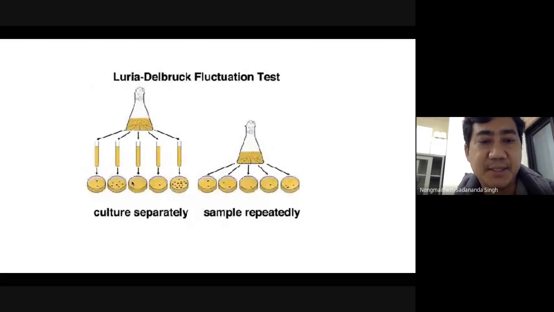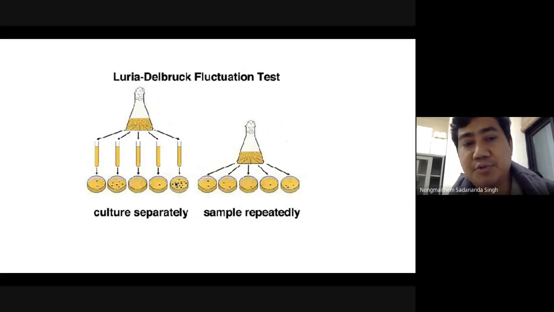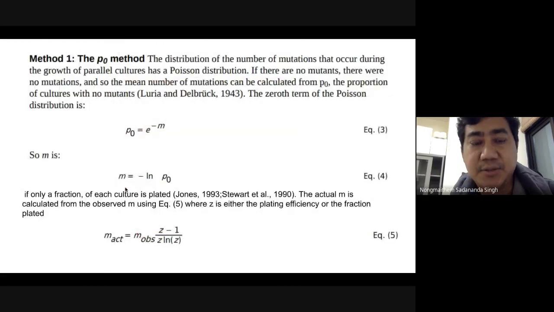So for example, in this one, we are using 5 parallel cultures. P naught will be 1 out of 5, that is 0.2. Okay, P naught will be 0.2 for this figure. So likewise, you can know P naught. For the experiment that I just saw, P naught is 0.2, which is equal to e to the minus m. So m can be calculated very easily. m is equal to minus natural log of P naught. So you can find out m for this.